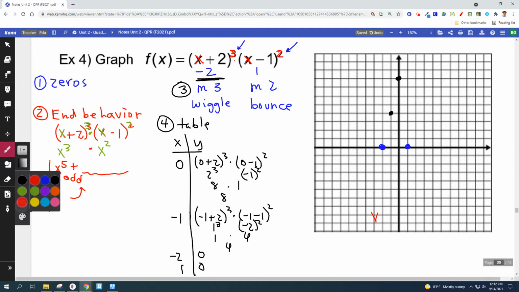We just need to draw a decent curve. So again, don't forget your multiplicity says that this is going to wiggle. It's going to go up, come down. It's going to bounce and end up high. Something like that. That's not perfect, but it's pretty good.